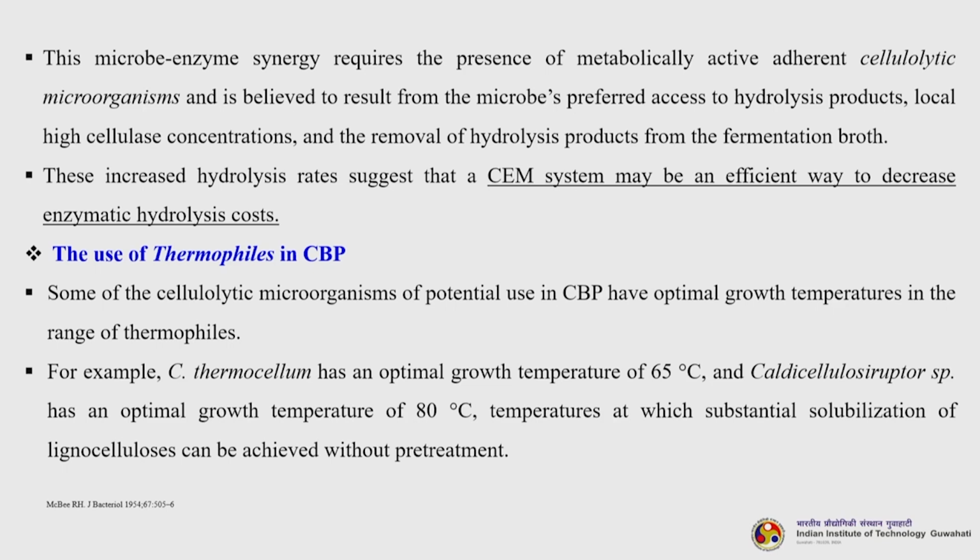Now, we will try to understand another important feature of the CBP, which is the use of thermophiles. Some of the cellulolytic microorganisms of potential use in CBP have optimal growth temperatures in the range of thermophiles. For example, C. thermocellum has an optimal growth temperature of 65 degree centigrade, whereas Caldicellulosiruptor species has an optimal growth temperature of 80 degree centigrade, temperatures at which substantial solubilization of lignocelluloses can be achieved without pretreatment.